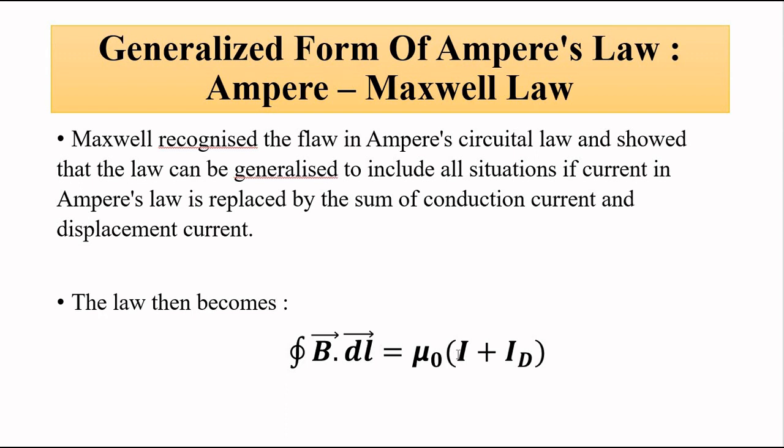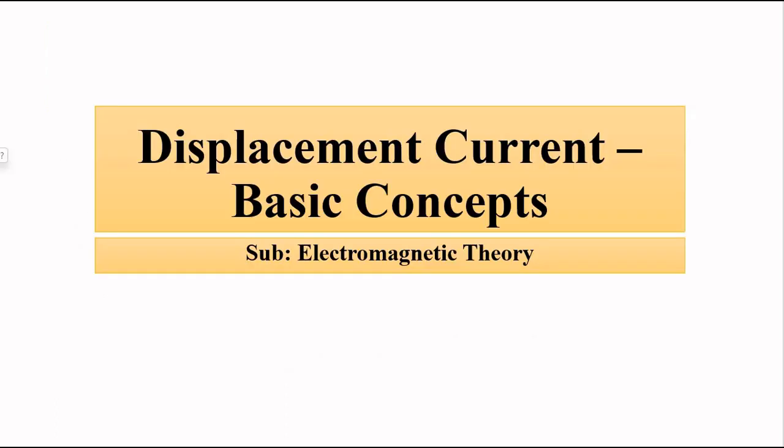and for the points in between the two plates, conduction current is 0 and only displacement current ID is there. So here I is the conduction current, ID is the displacement current. These two currents are responsible for the whole electromagnetic behavior, which is expressed in terms of this. So this is the concept of displacement current, which will be very helpful in understanding the electromagnetic behavior, which we'll discuss in the next series of videos.